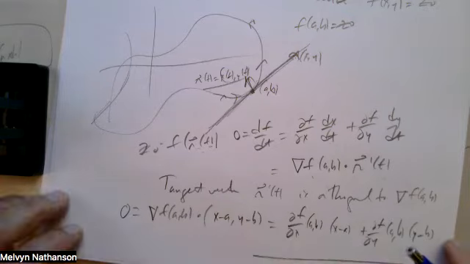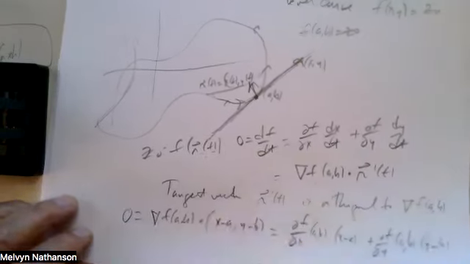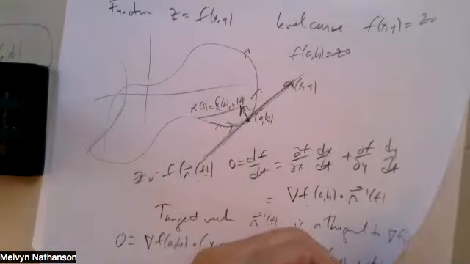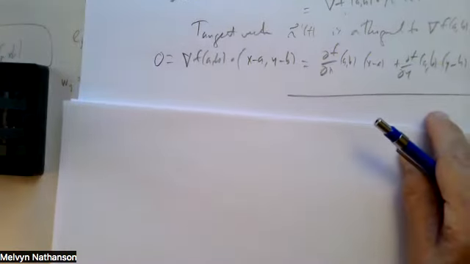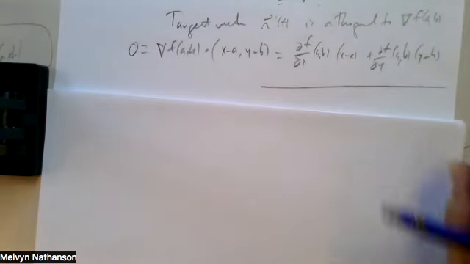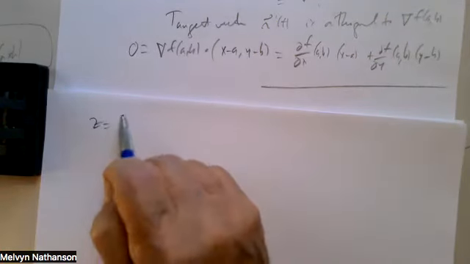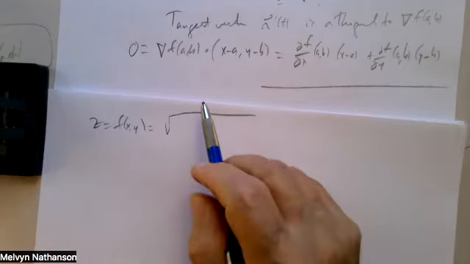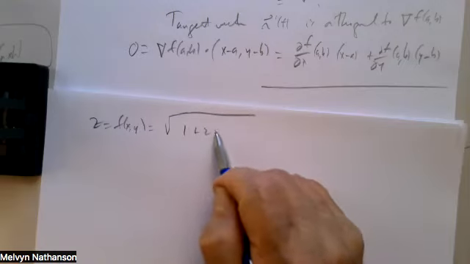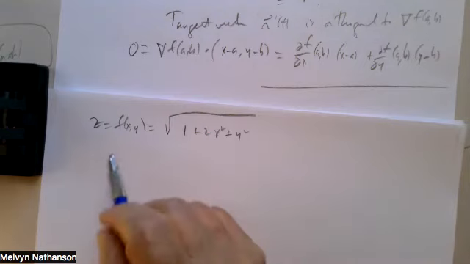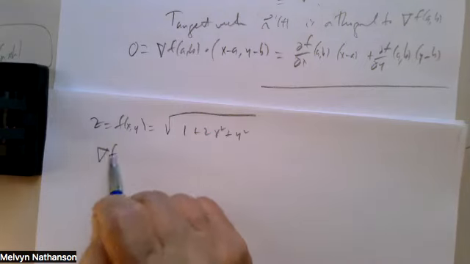So let's see if I can work out an example of this, just to make sure we can do the calculations. So this is my formula for the tangent line. Suppose we have the function z equals f of x, y, which is this somewhat complicated function, square root of 1 plus 2x squared plus y squared. What is the gradient of f?